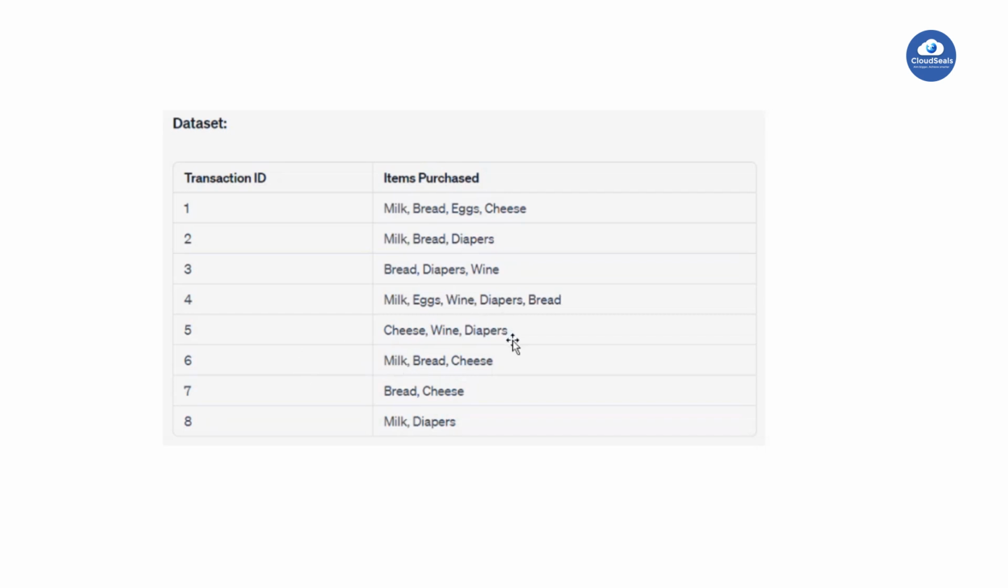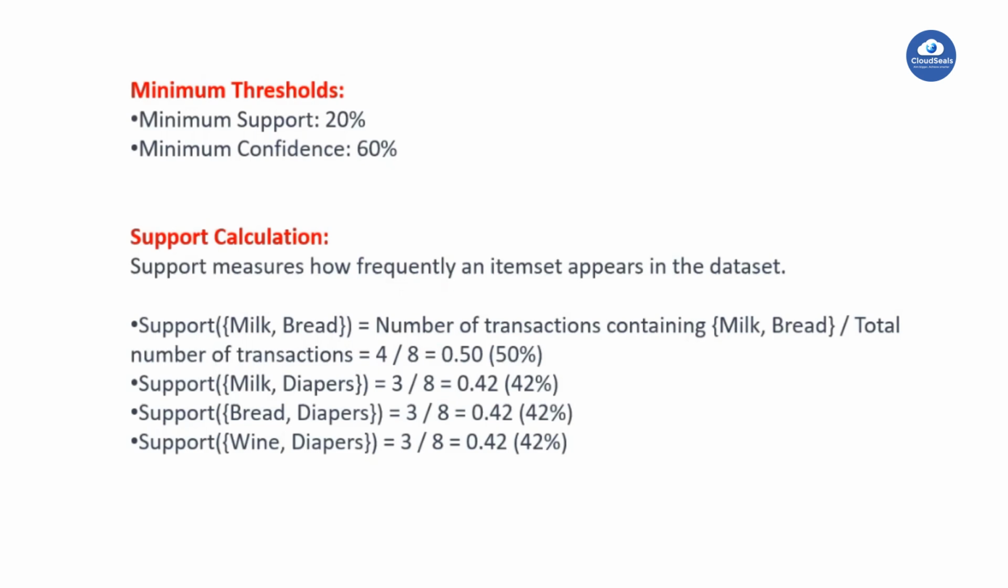Previously, we had taken only four item sets with five transactions. Now I have taken eight transactions with different items. Transaction one has milk, bread, eggs, cheese, then milk, bread, diaper, then milk, bread, diapers, wine, milk, eggs, wine, diaper, bread, like this. These are the transactions. Let's calculate the support and confidence. This is another example. I have prepared two examples only. If you have any doubts while calculating support and confidence, I will explain again and again.